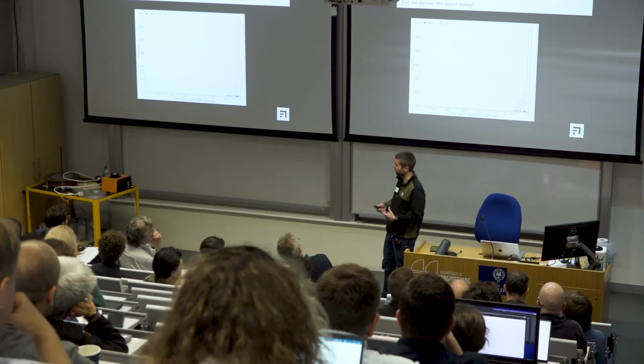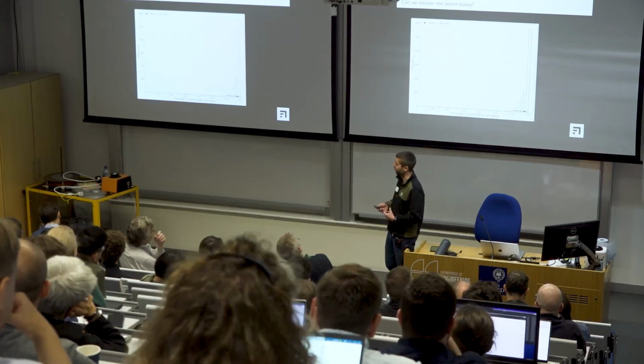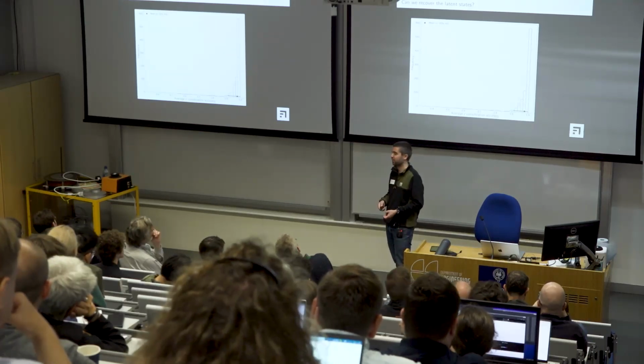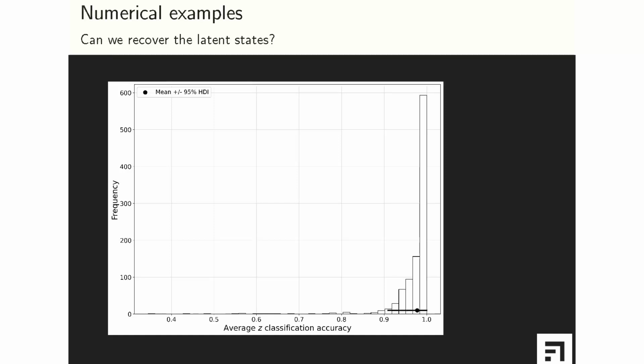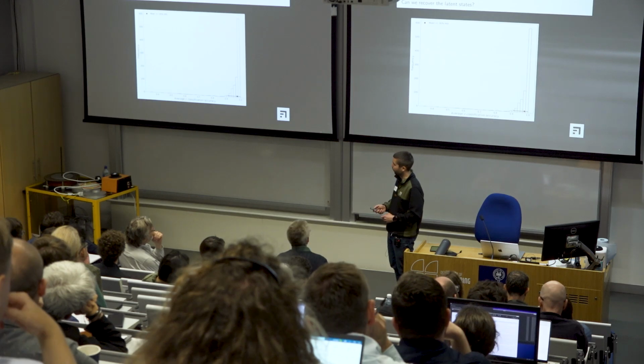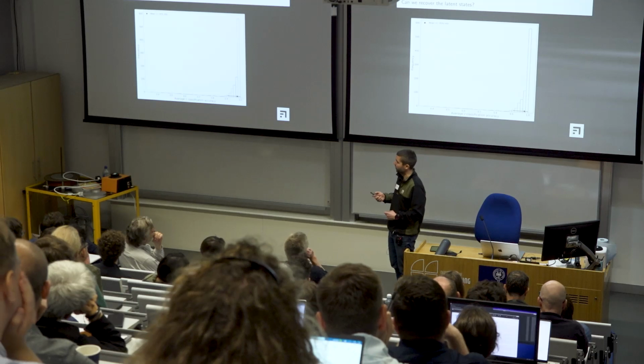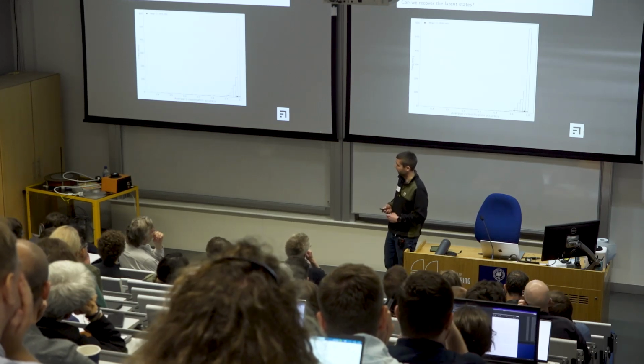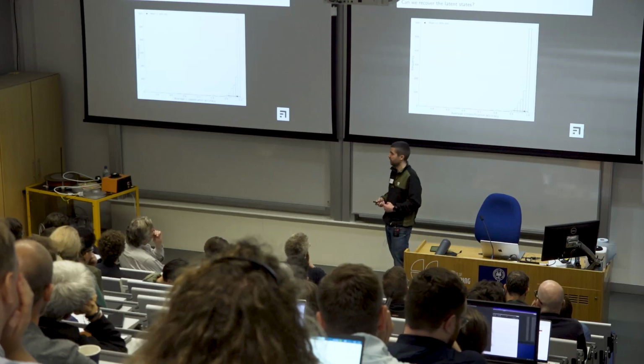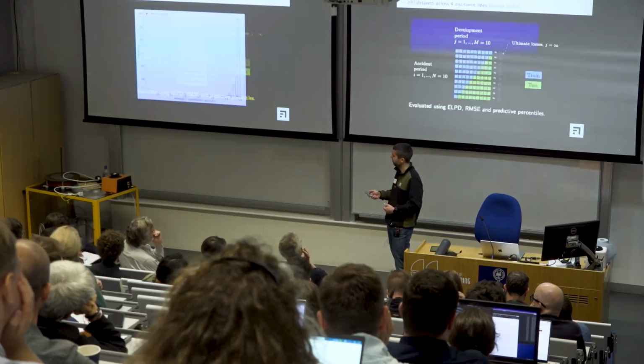And we also looked across some numerical simulations at whether we can recover the latent states. So here you see a histogram of the classification accuracy, and we found that we could estimate the body and tail states on the out-of-sample data accurately. There are a few cases where we have poor accuracy, and that's usually down to the structure of the data, which I'm happy to speak a bit more about if needed.